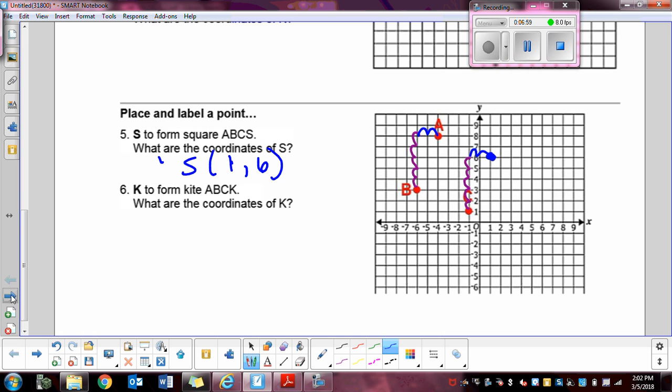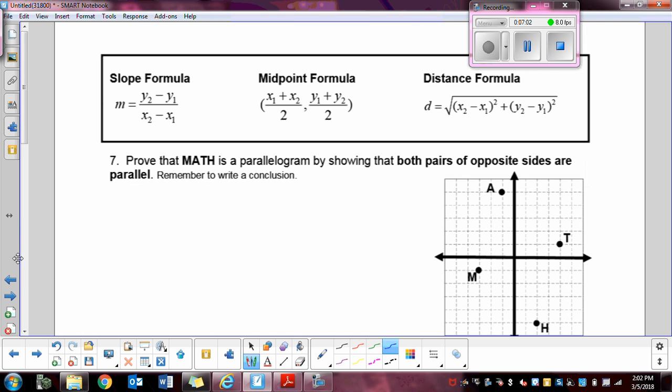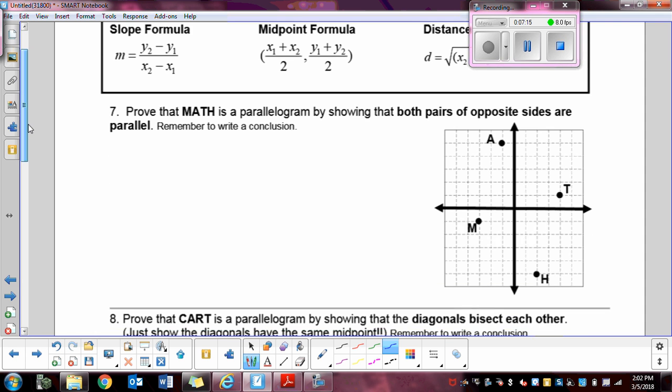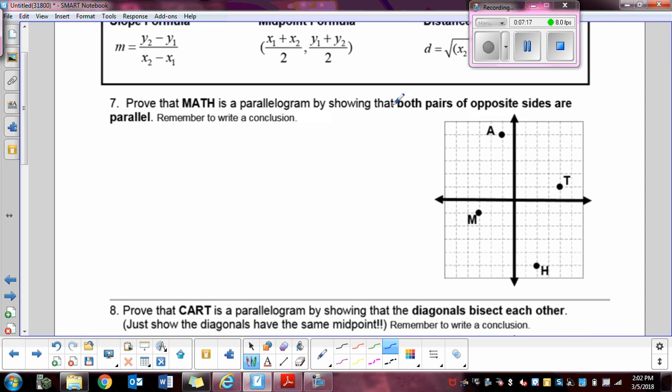All right, guys, go ahead and flip your paper over. I want you to try the next one. You guys try number 6. But to prove these, we've got to know the slope formula, the midpoint formula, and of course, the distance formula. Prove that MATH is a parallelogram by showing that both pair of opposite sides are parallel. So we need both pair to be parallel.